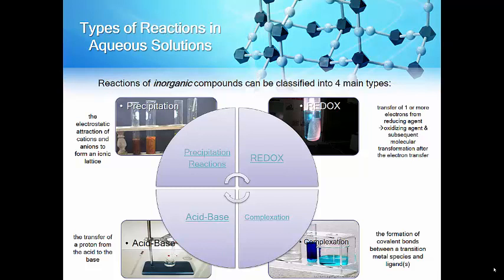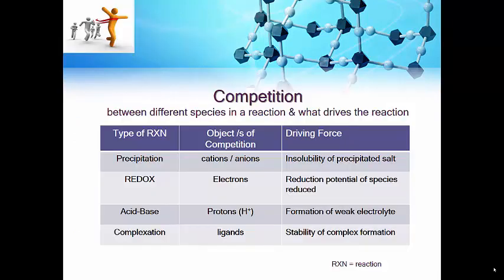We also have acid-base, which we've talked about in the previous topic, and this is the transfer of a proton from an acid to a base. And we have complexation, and this is with our transition metals, which we'll talk more about in our next subject that goes on from this one, biological and physical chemistry. So the competition that occurs between the species in the reaction is different for these different types of reactions.